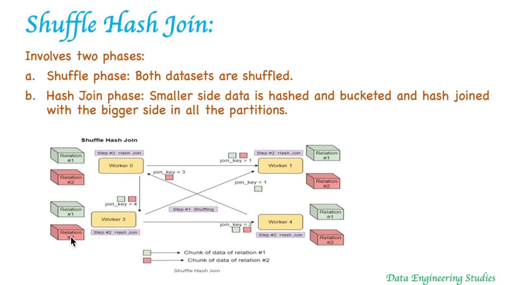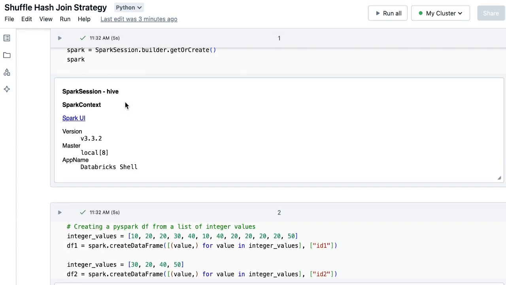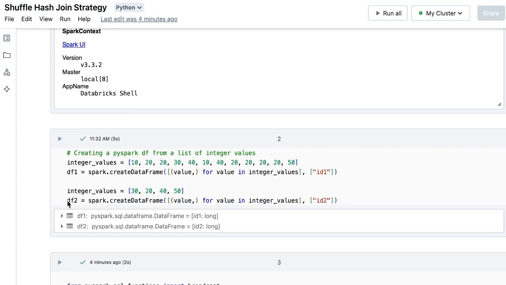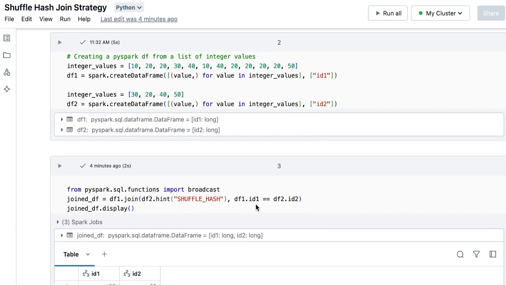Now let's see the practicals of shuffle hash join. Here is our Spark session which is up and running. I have taken the same data frame that we used in the previous exercise. Data frame 1 with one ID column and data frame 2 with one ID column. I am joining data frame 1 and data frame 2 with the ID column. And the join strategy which is used is shuffle hash join. In order to use the shuffle hash join, I am using the hint function and I am displaying the result.